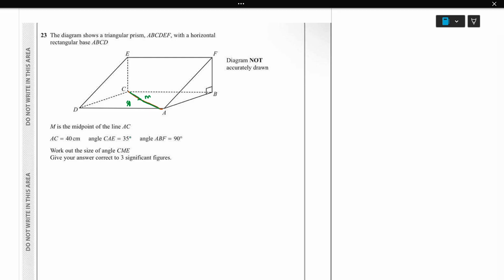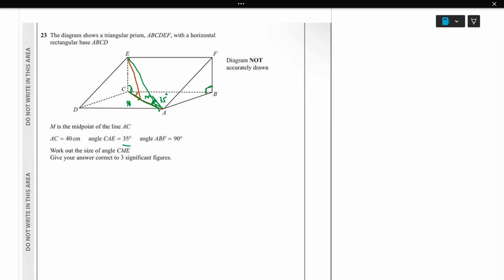And CAE equal to 35. We'll connect here, and this line exactly here is going to be 35 degrees given. So this is 90 degree. ABF is 90 degree. Obviously, this also is going to be 90 degree. What you have to find? Angle CME. So we need to draw with the midpoint. Again, we need to draw a point here. So we need to find this angle. That's our question.